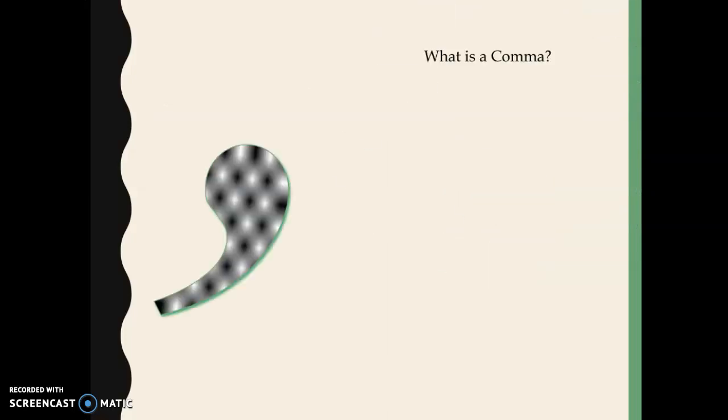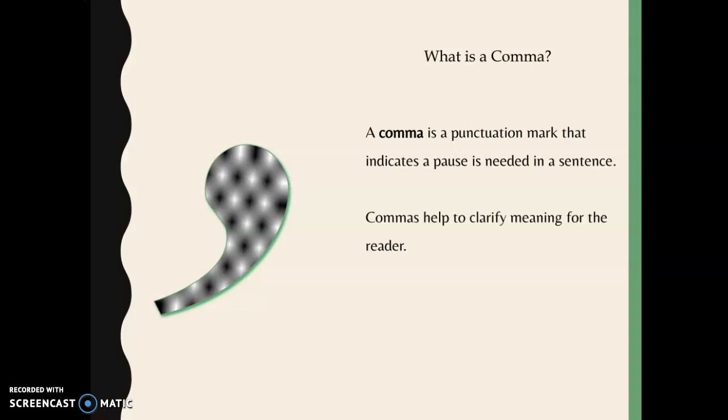Let's get started. So what is a comma? A comma is a punctuation mark that indicates a pause is needed in a sentence. Commas help to clarify meaning for the reader. Many writers become frustrated with comma usage because they are unsure of where to place them in their sentences. This presentation is designed to demystify the placement and usage of commas.